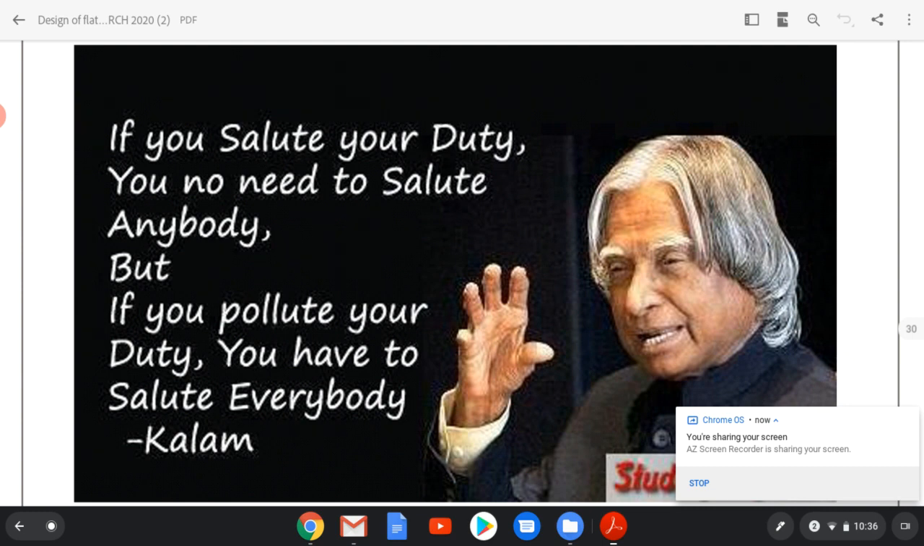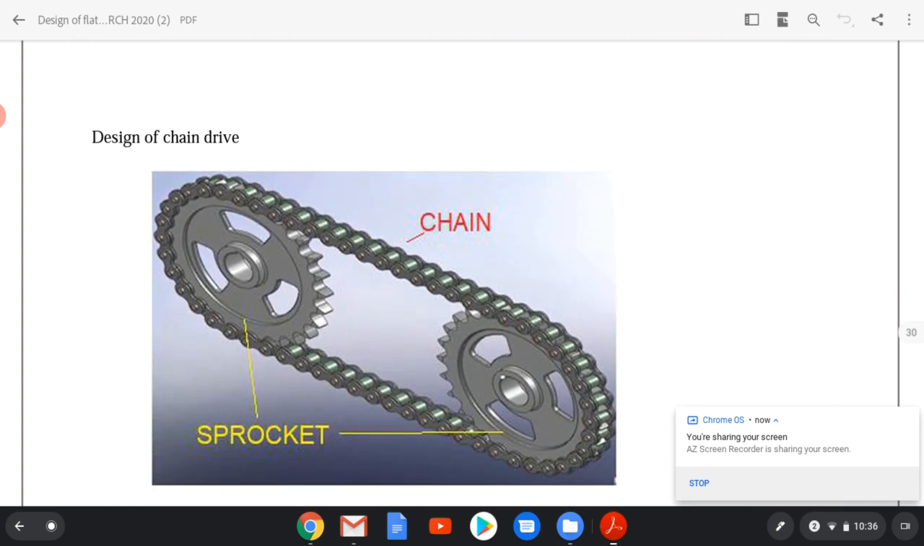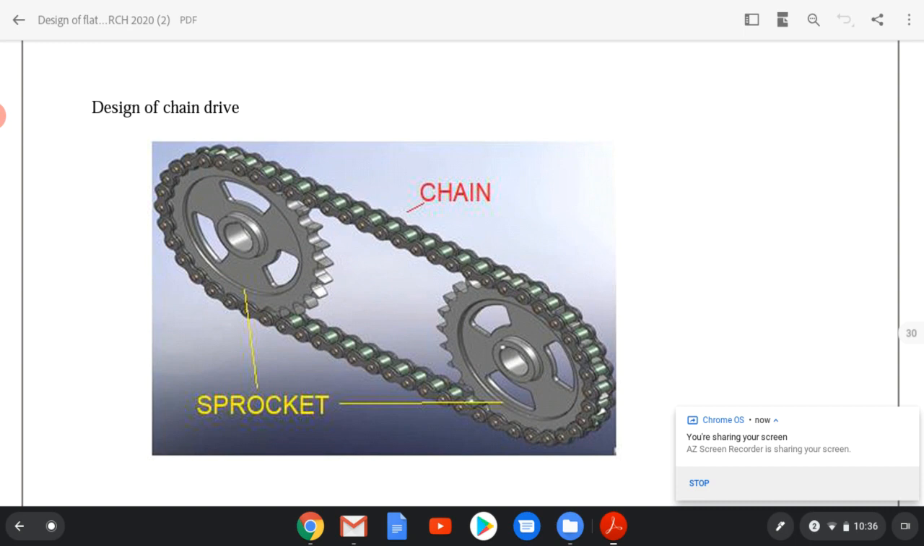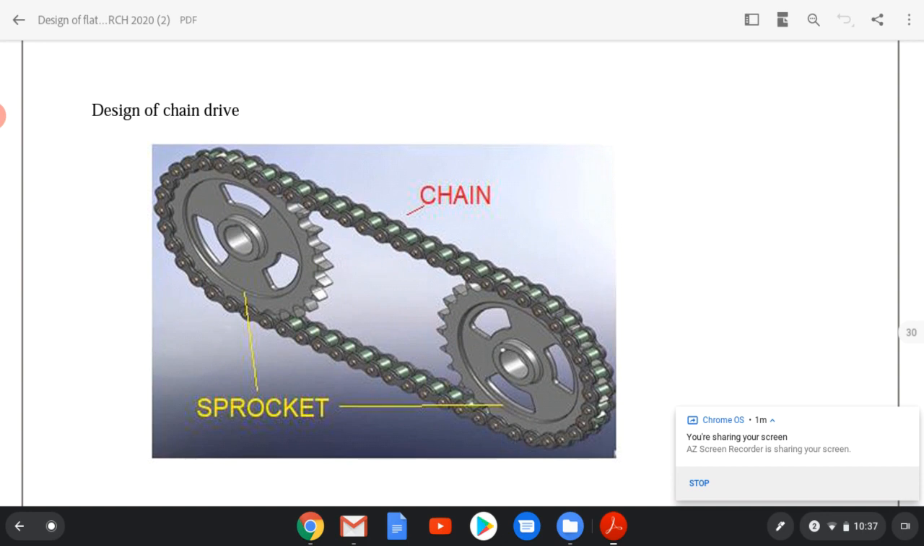So, welcome to another session on design of machine elements. Today we will see how to design a chain drive. In previous lectures we have seen design of flat belt and V belt, and when compared to the chain drive with other belt drives, we can see that there is a positive engagement between the chain and the sprockets. So there is a chain and the sprockets, and by which there will be positive drive or slip will be 0, so that it has high efficiency when compared to belt drives.